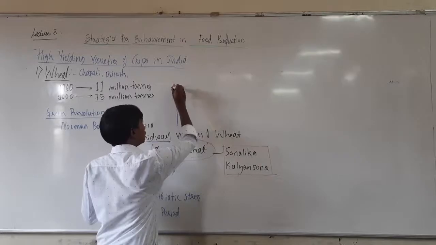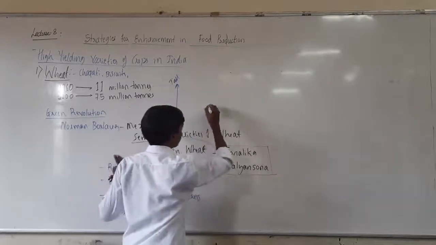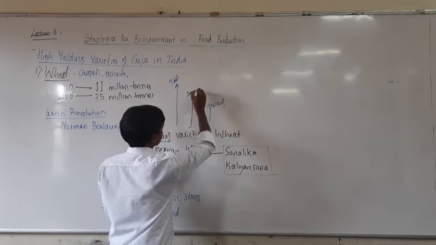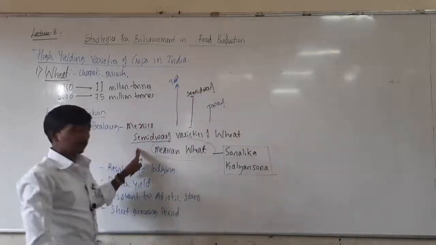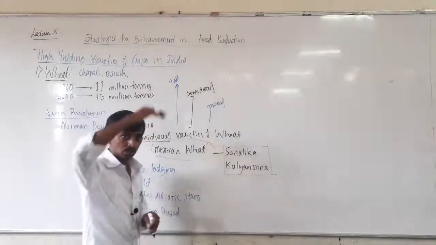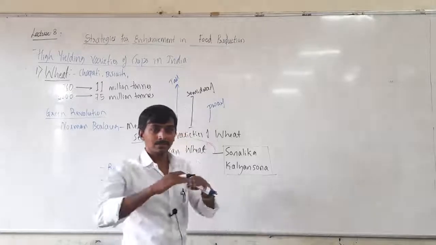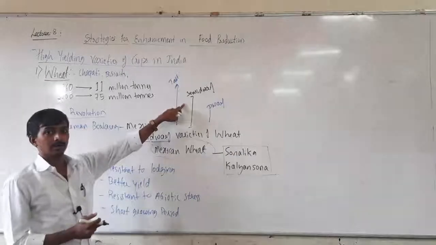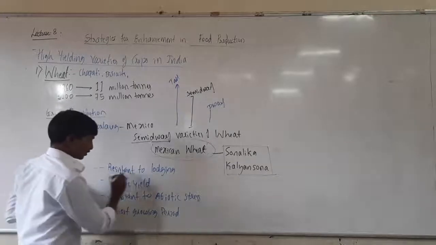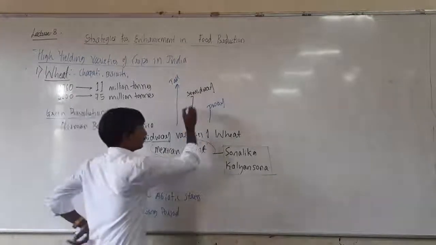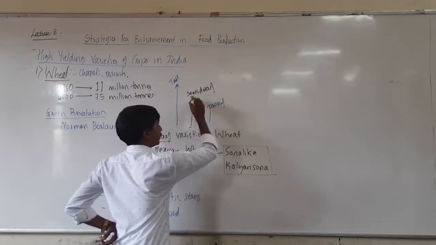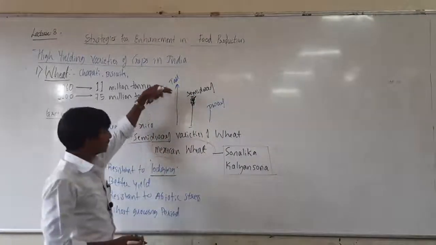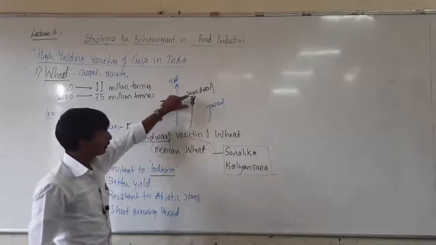It is tall, it is dwarf, and this one will be semi-dwarf. Semi-dwarf simply means medium height. It is neither too tall nor too dwarf, but a medium sized crop plant. Because of the less height of the plant, it will be resistant to lodging. When the fruit and the seed are of more weight, a tall plant may fall down, but when height is reduced, it can tolerate the weight of the fruit and seed.